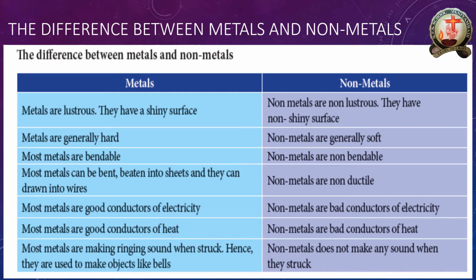The metals make a ringing sound when struck. When we do puja at home, we use bells at puja time. What happens? We get one beautiful sound that is called the sonority of the metal. But if you place a chalk piece and hit it, you can't hear any sound. Only metals have the property of sonority. Sonority is nothing but a sound property.